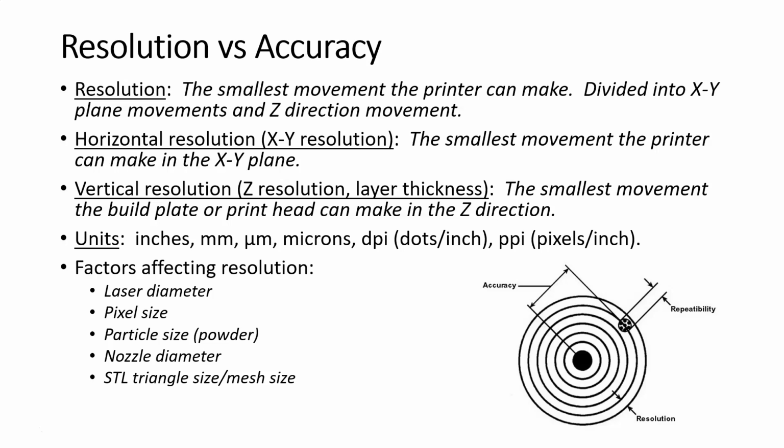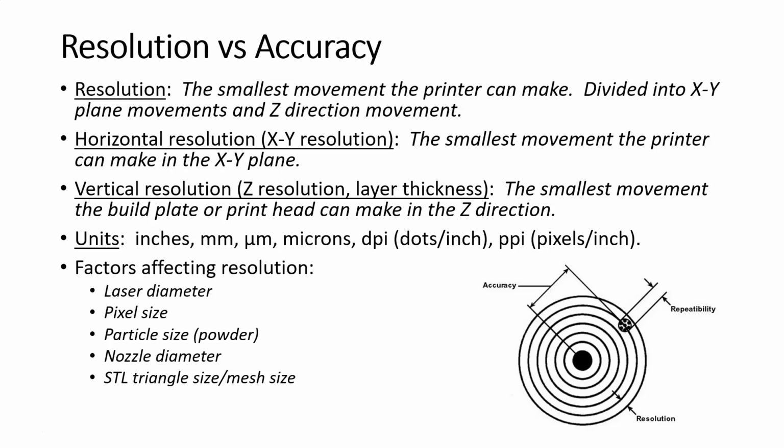Okay, so it's divided into basically two different directions, right? We have the XY plane movement, right? That's usually the plane that is parallel to the build platform. And then we have the Z resolution, and that's the vertical resolution. And that's what gives us our layer thickness. Okay. And so the vertical resolution is the smallest movement the build plate or the print head can make in the Z direction. So there's two different things going on.